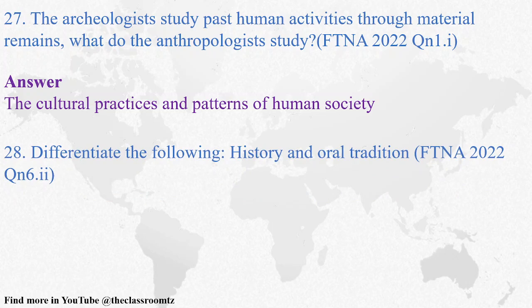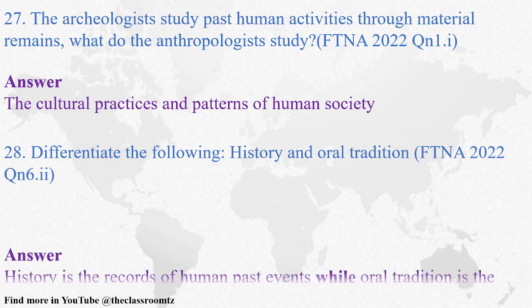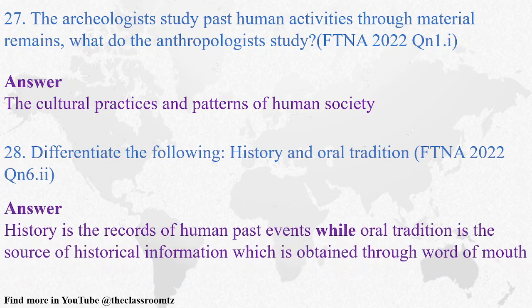Differentiate the following: history and the oral tradition. Here we go. History is the record of human past events, while the oral tradition is a source of historical information which is obtained through word of mouth. So history is all about past activities. If we want to get all those past events, we use oral tradition. It's a matter of definition.